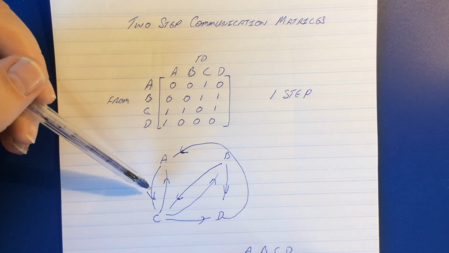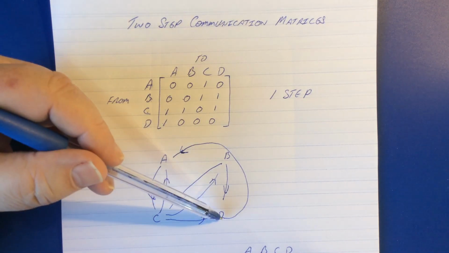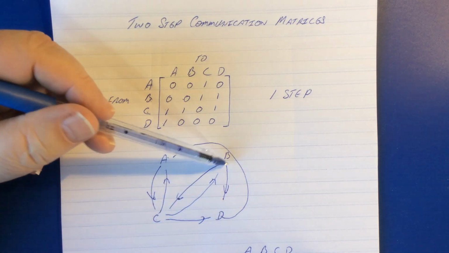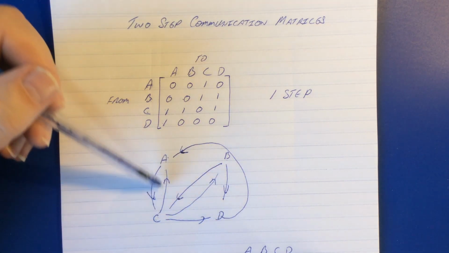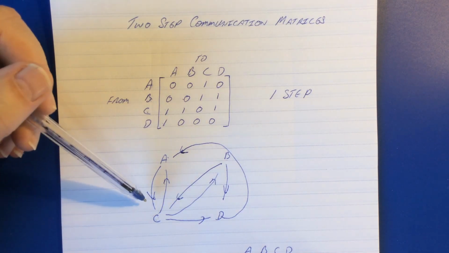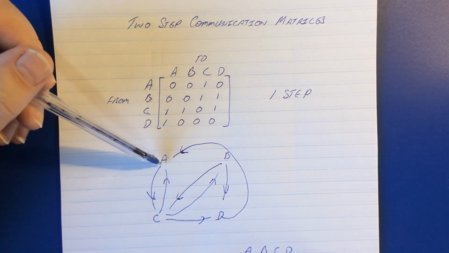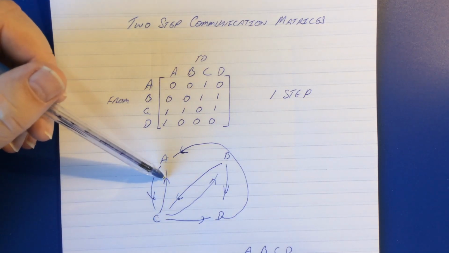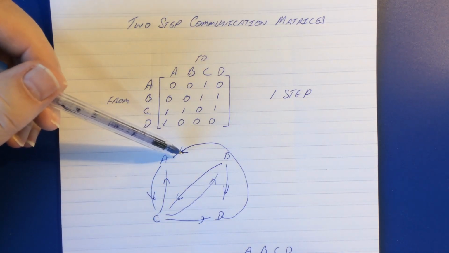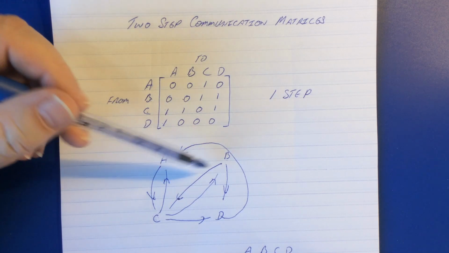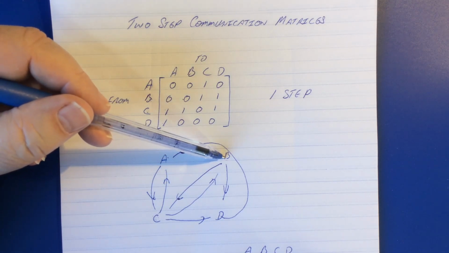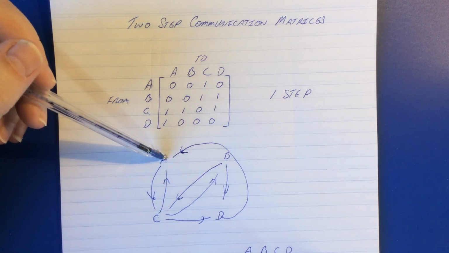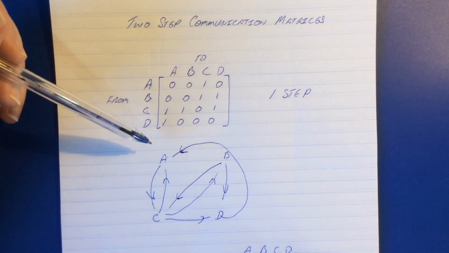Now, every one of these, D to A, B to D, C to B, B to C, C to A, and A to C, indicates a single step to communicate from, say, here to here. But you'll notice that if you wanted to communicate with A and you were at B, you could go to C and then on to A. That is the second step of communication.